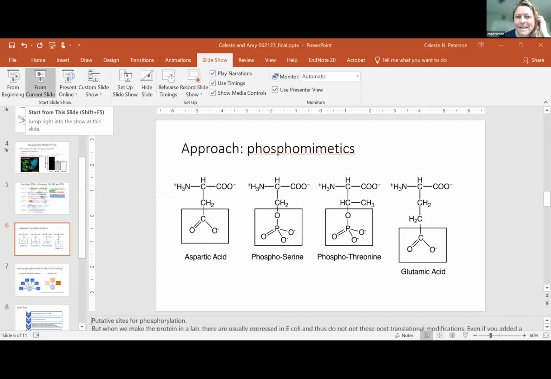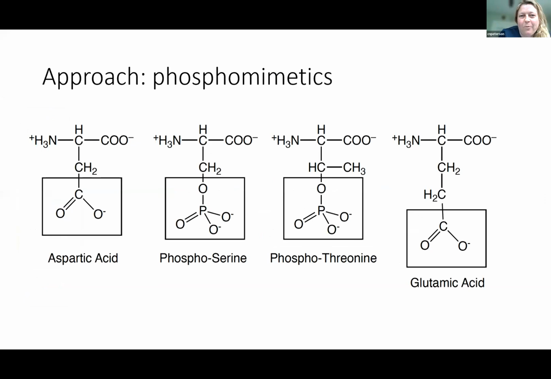Okay, thanks, Amy. So we've identified 3 sites that are predicted to be phosphorylated, and the question is, how do we study them? These experiments in the lab are expressing the protein from E. coli, and it's not going to have the kinases that would be involved in phosphorylating these residues. We could add a kinase, but that wouldn't be very selective, and it wouldn't really help us understand what's going on. We wouldn't be able to phosphorylate just one residue at a time.